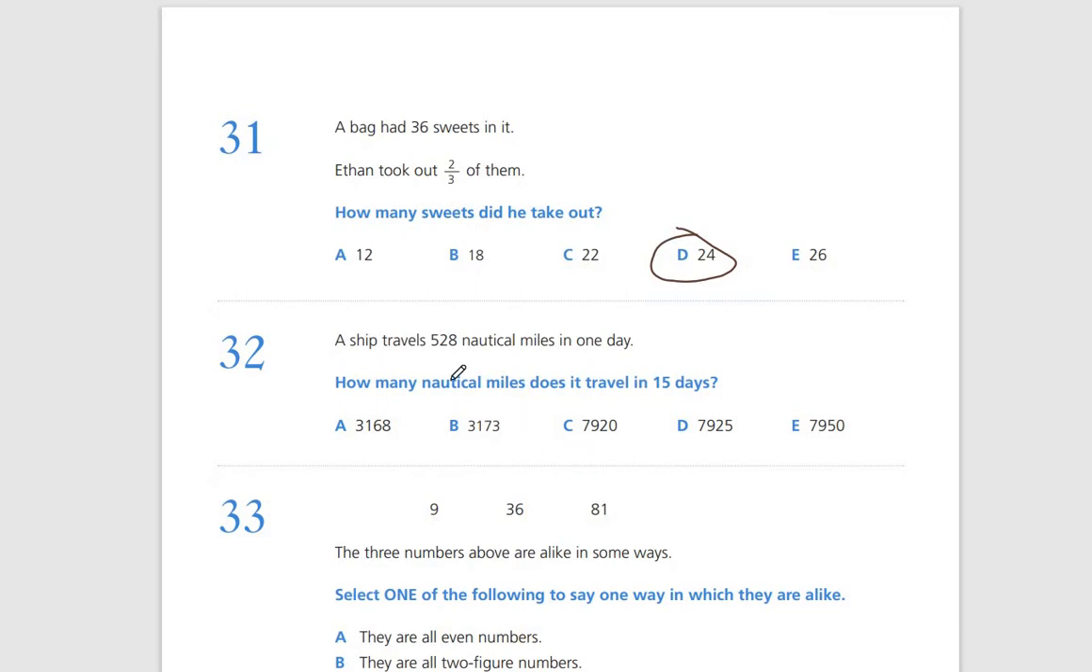A ship travels 528 nautical miles in 1 day. How many nautical miles does it travel in 15 days? I'll do 528 times 15, because there are 15 days, and 528 is 1 day. If we do 528 times 15, we get a total of 7,920, which is C.